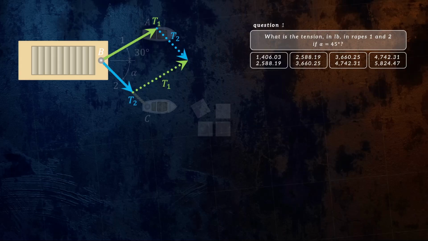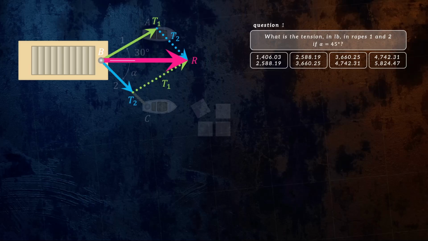From our situation, it was also stated that the resultant of these forces is directed along the axis of the barge. This is the axis of the barge. Therefore, this is the resultant R, emerging from the common point of T1 and T2. Notice that we have formed two triangles.